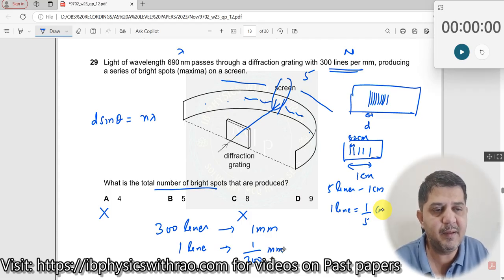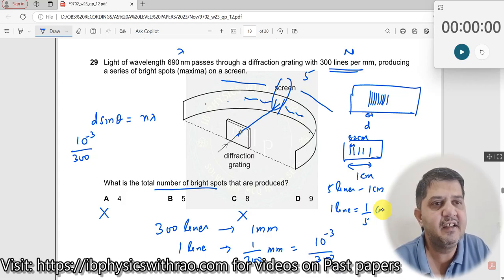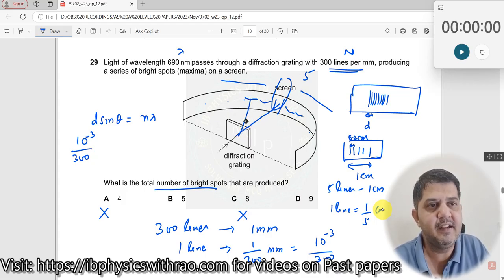I can write this as 10 to the power minus 3 divided by 300. Now I have this value, 10 to the power minus 3 divided by 300, into sine theta. What is the maximum value of theta? Theta is the angle made here. What is the maximum angle you can have? You can have one spot here, another spot here, and the maximum spot it can have is this point. So this is the angle we are interested in. What is this angle? 90 degrees.